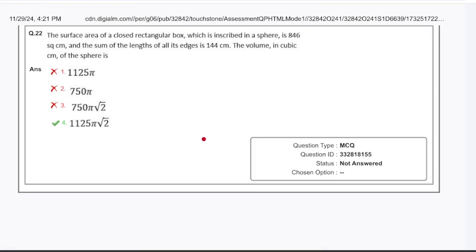The last question of this slot. The surface area of a closed rectangular box which is inscribed in a sphere is 846 square centimeter. The sum of lengths of all its edges is 144. What is the volume in cubic centimeter of the sphere? Now we know the surface area of a closed rectangular box, that is a cuboid, inscribed in a sphere is 846. So twice of LB plus BH plus LH, because it's a closed one, that is the total surface area, is given to be 846.